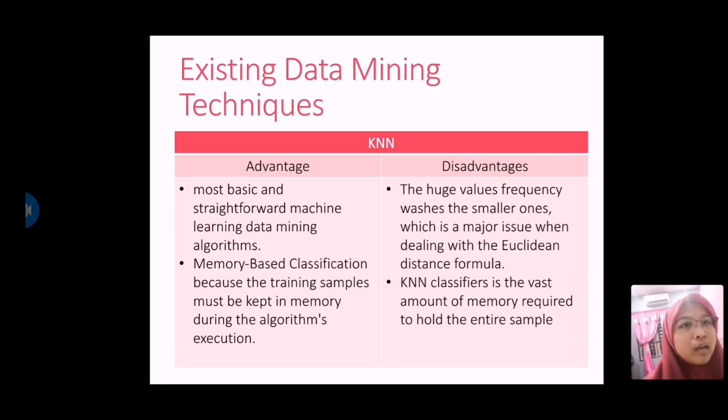For KNN, there are advantages and disadvantages. For the advantage, the KNN technique is more direct and straightforward, and it is memory-based classification. For the disadvantage, because KNN is based on the Euclidean distance formula to calculate the data pattern, a huge value of frequency will wash away the smaller one in the KNN output. Another one is that the KNN classifier needs a large amount of memory because it needs to hold many things for the dataset.